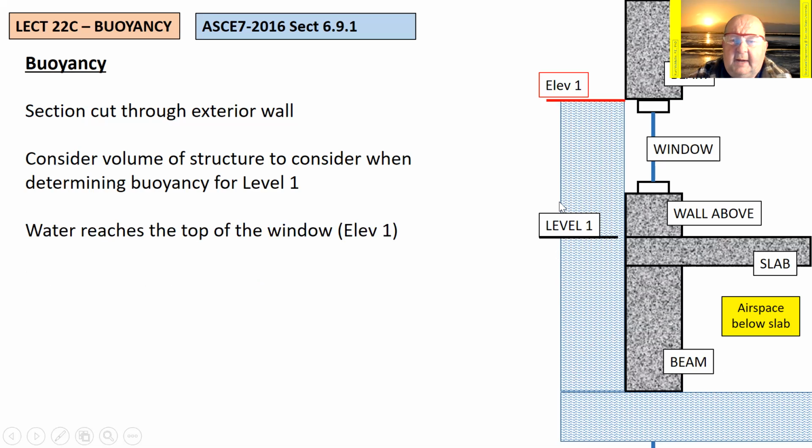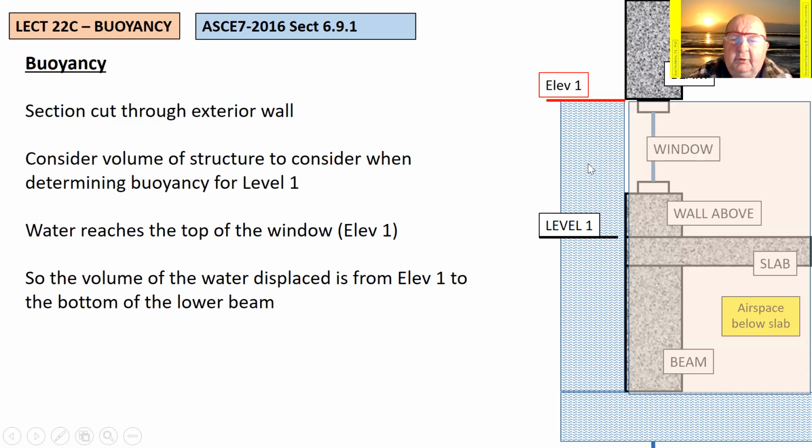In fact, I'm going to keep going up here until I reach this elevation 1, the top of that window, at which time I'm actually displacing this full area above me, this full volume enclosed being from this elevation 1 all the way down to the bottom of my lower beam.